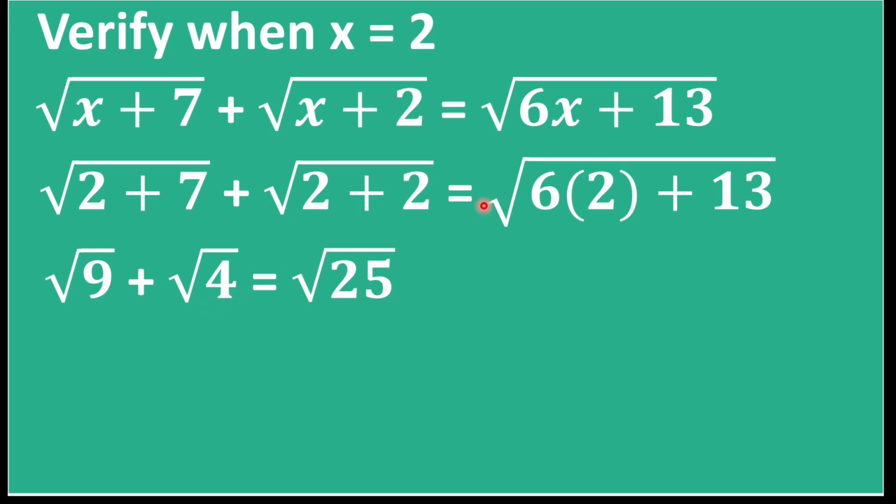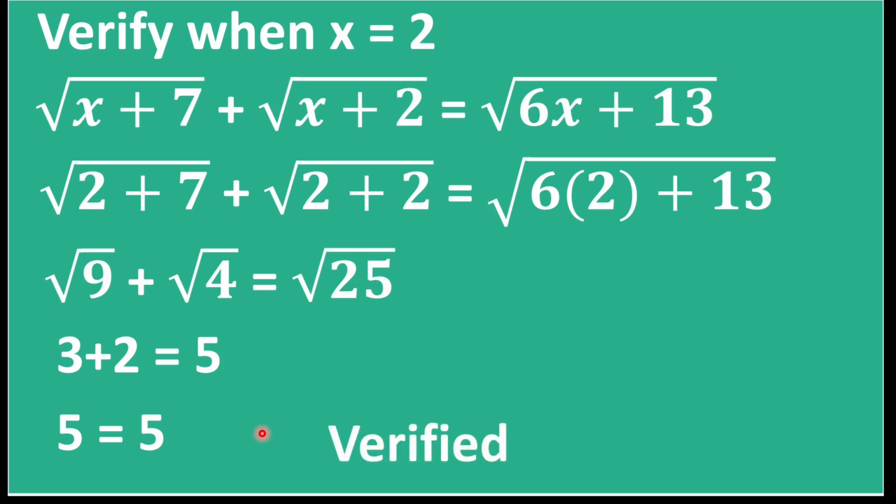And 6 times 2 equal to 12 plus 13 equal to 25, so square root of 25. Now square root of 9 equal to 3, square root of 4 equal to 2, and square root of 25 equal to 5. So 3 plus 2 equal to 5, and 5 equal to 5. So it means that it is verified, and x equal to 2 is the real solution of this question.